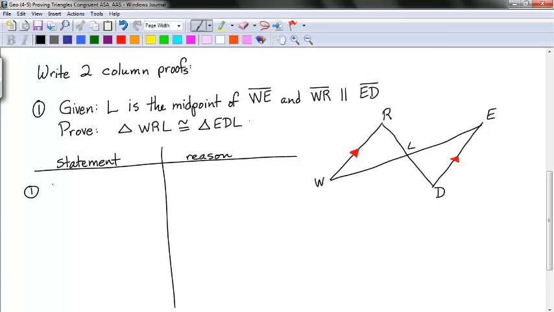Okay, and I said yesterday, it doesn't matter if you split those givens up into two statements or one, it doesn't matter to me. This one, the author put them together. So L is the midpoint. Bruce, can we use up 2 lines and then go right down? Sure. Say L is the midpoint of WE, and WR is parallel to ED. Okay, and I'm going to say that's given.